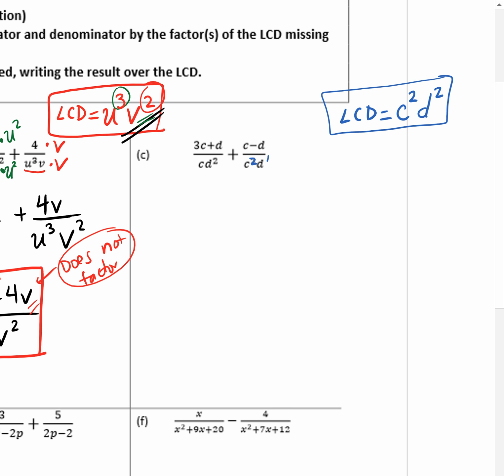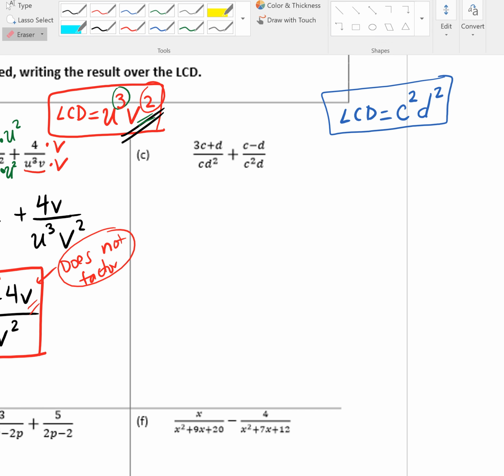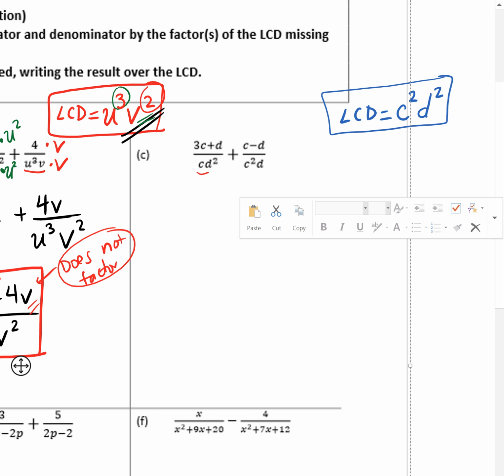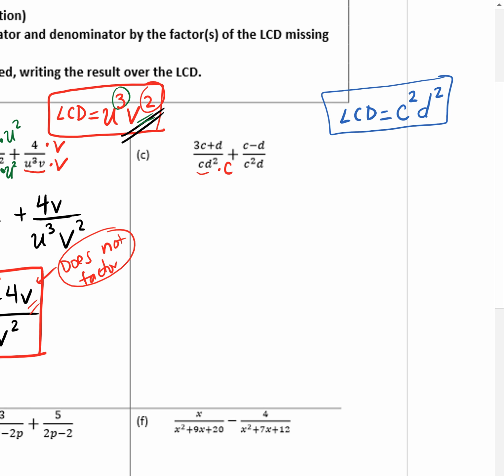Alright, now I just have to focus on one fraction at a time and say, what would I have to multiply that guy by so his denominator is what I want? Now looking at the left denominator, I think he's just missing a c, right? He has 2 d's like you want, but it only has one c and you want 2 of them. So I better give him one more c.